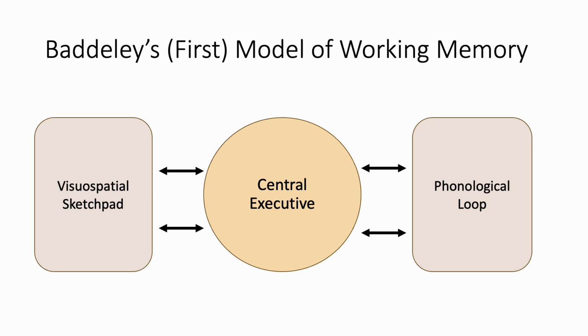The visuospatial sketchpad to the left deals with things you see and stores that information temporarily. Information in the visuospatial sketchpad can be moved into the phonological loop through silent rehearsal.